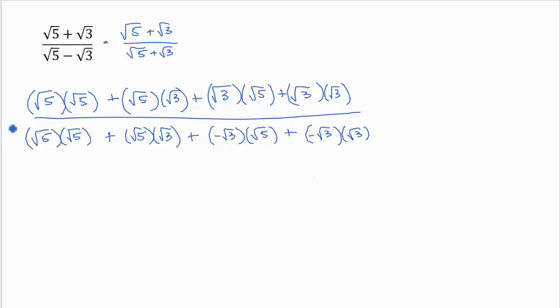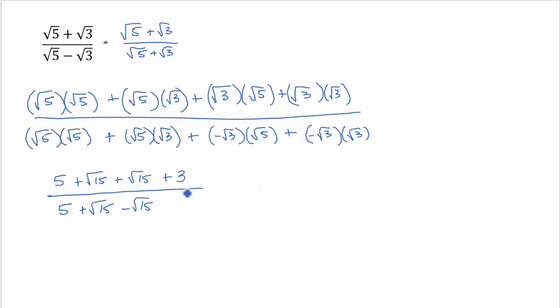Okay. So the top, the square root of 5 times the square root of 5 is 5. The square root of 5 times the square root of 3 is the square root of 15. Here's another square root of 15. And here is a 3, over. Here's a 5 plus the square root of 15 minus the square root of 15, and then this is minus 3. So you can see these two cancel out. That's the whole purpose of multiplying by the conjugate. We get rid of the radicals in the denominator.